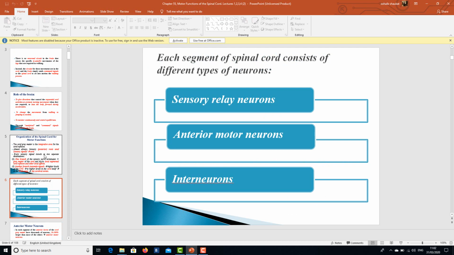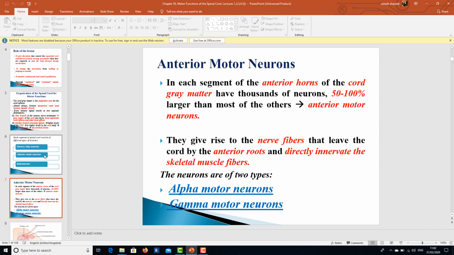Now each segment of the spinal cord consists of different types of neurons, like the sensory relay neurons, anterior motor neurons, and interneurons. These are the different types of neurons present in each segment. Then we have the anterior motor neurons. In each segment of the anterior horns of the cord, gray matter has thousands of neurons, 50 to 100% larger than most of the others: the anterior motor neurons.